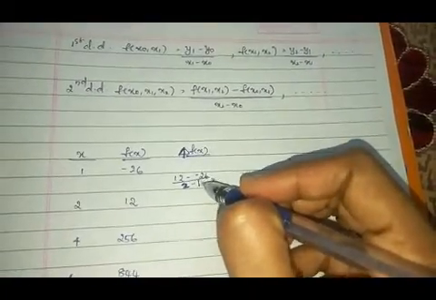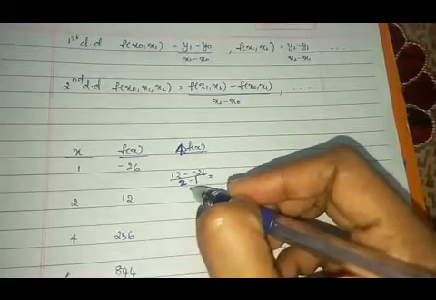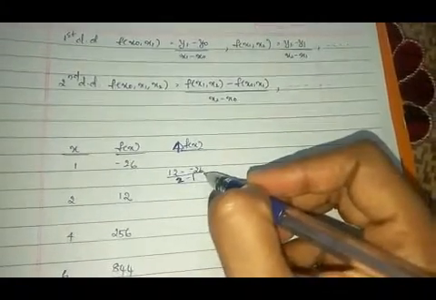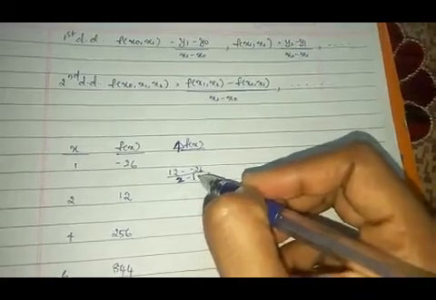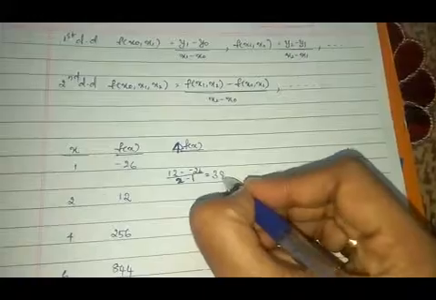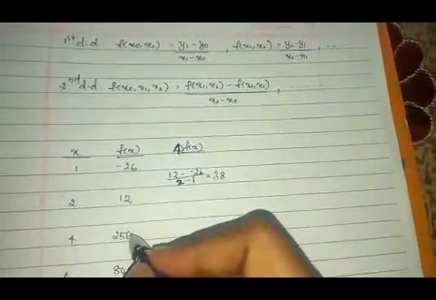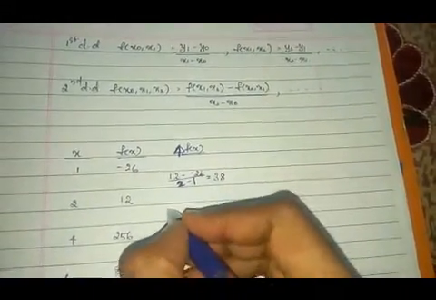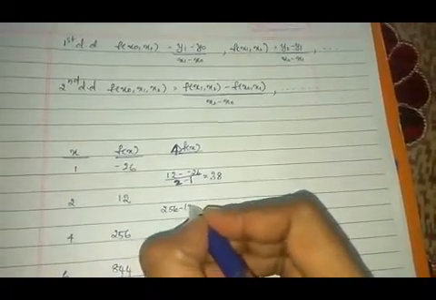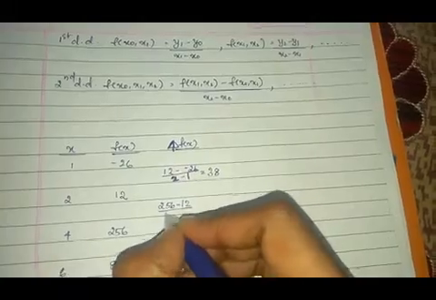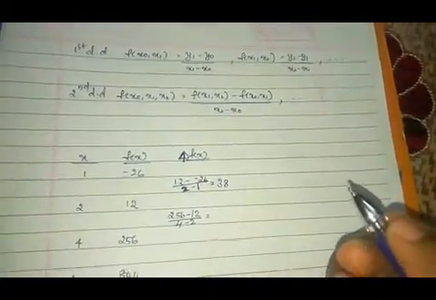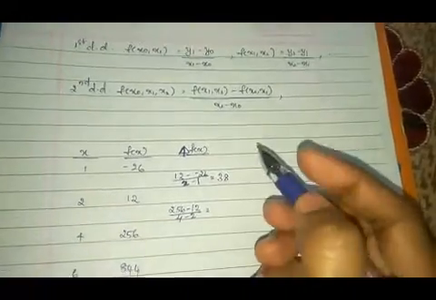So 12 minus 26 by 2 minus 1, which is 12 plus 26 by 1. So 12 plus 26, we will get 38. So the first value is 38. Now the second value can be found by subtracting 256 minus 12 divided by 4 minus 2. Okay, so this is how we will find the first divided differences.